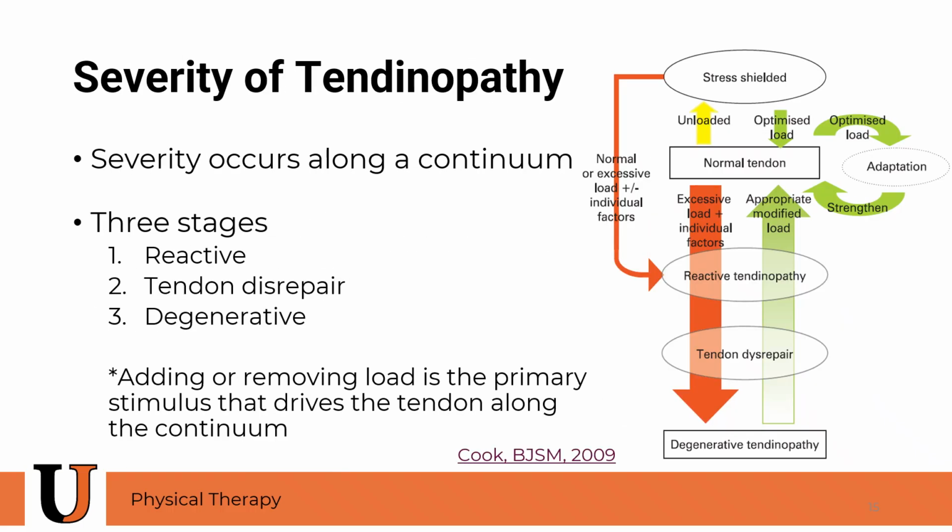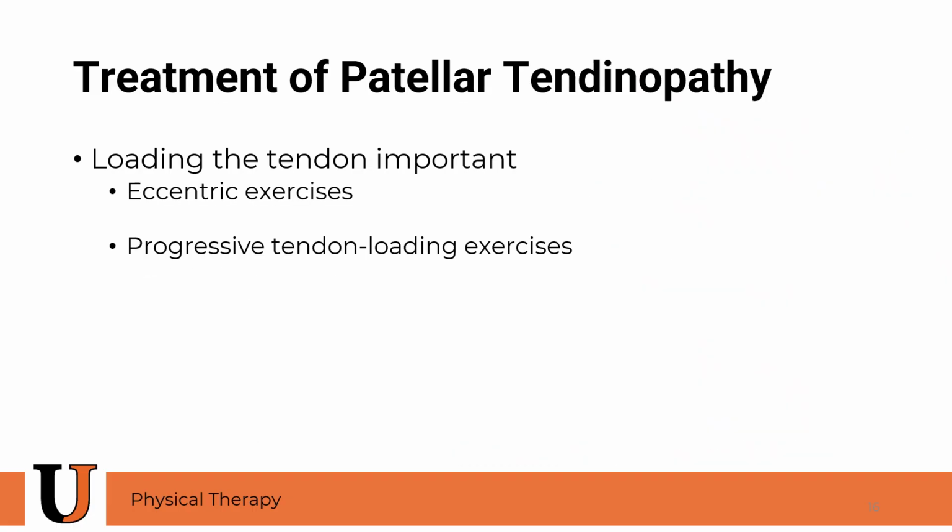You've seen this slide many times before, so just to reiterate, 3 stages of tendinopathy that falls on a continuum: reactive tendon disrepair and degenerative tendinopathy. The main findings that are consistent across the literature for the treatment of patellar tendinopathy is we need to load the tendon. Most research has been focused on eccentric exercises. However, there's a lot of emerging data looking at progressive tendon loading exercises, and it seems like that's a really promising strategy that we should be implementing into our patient care.